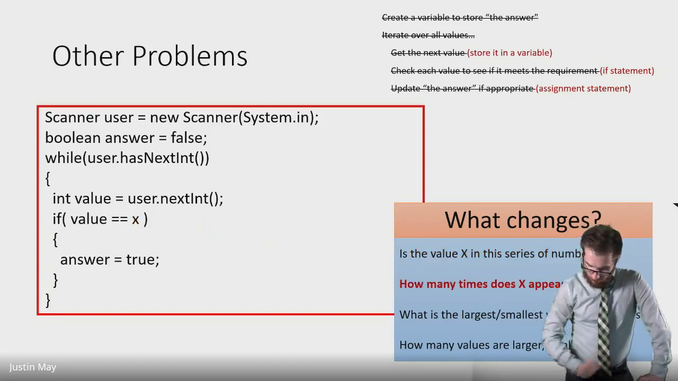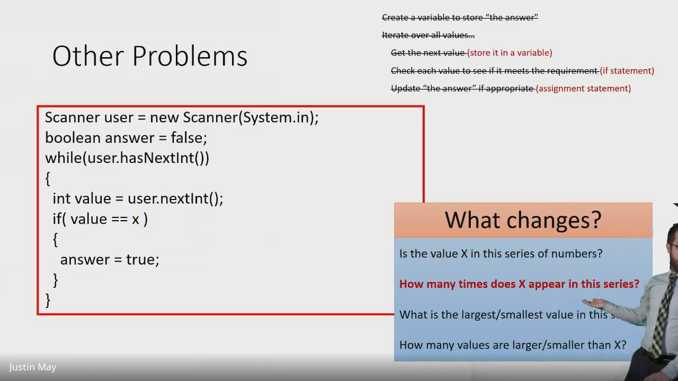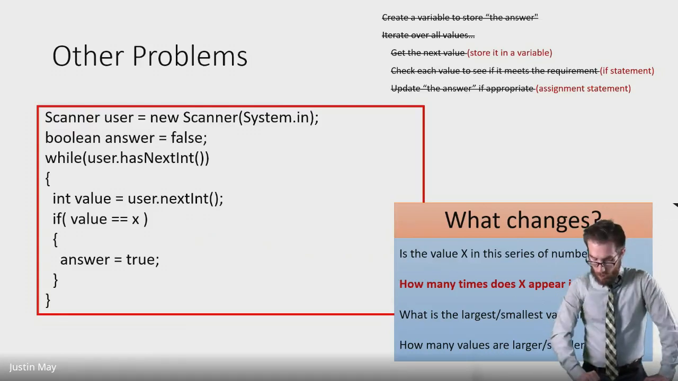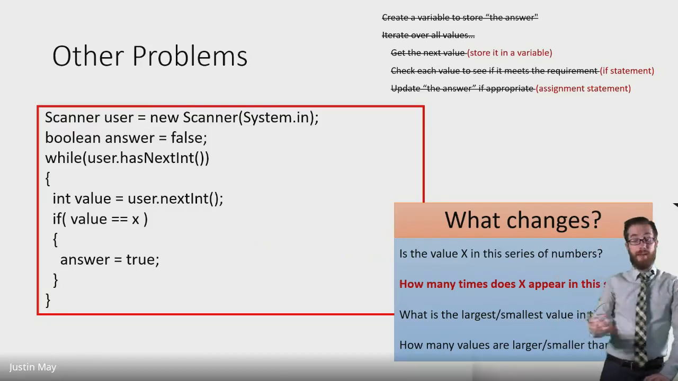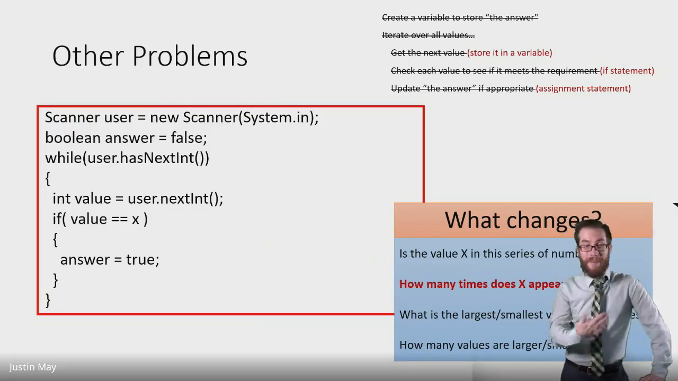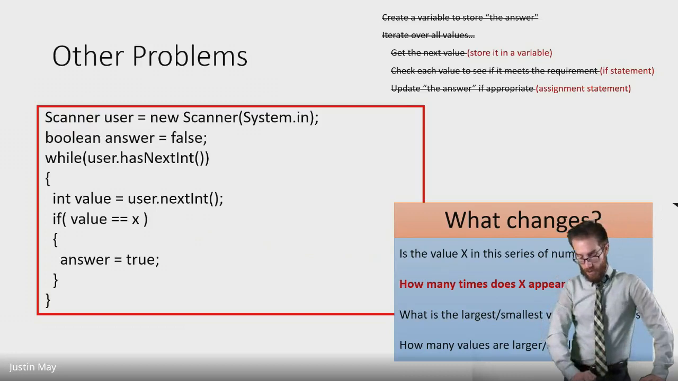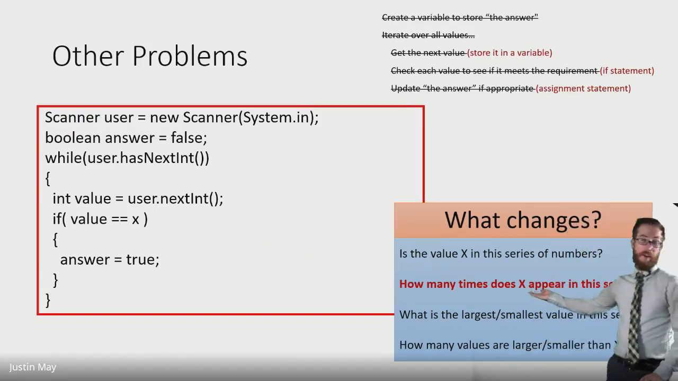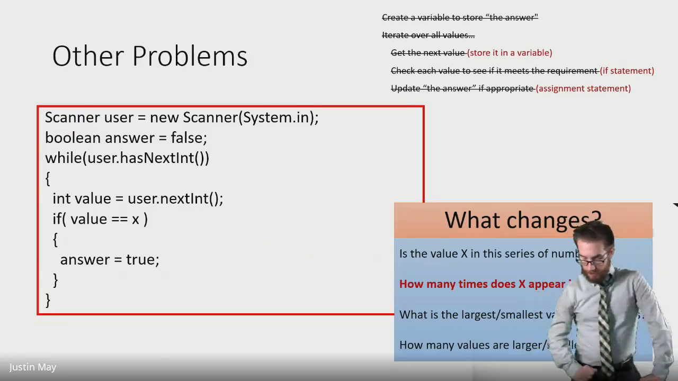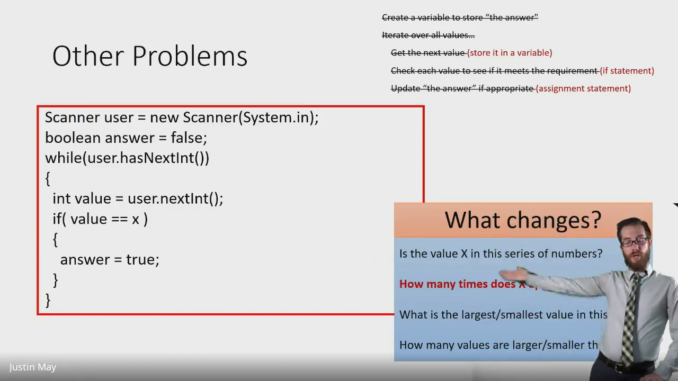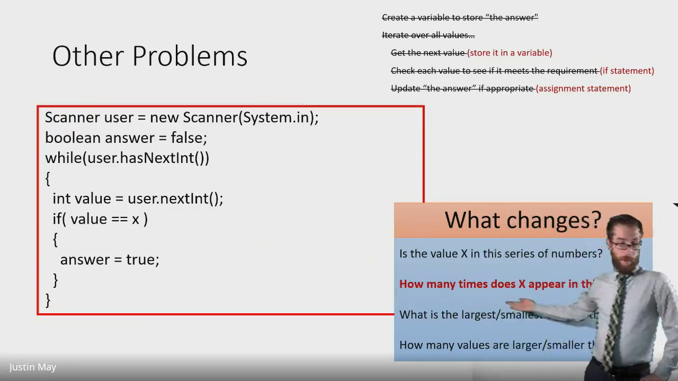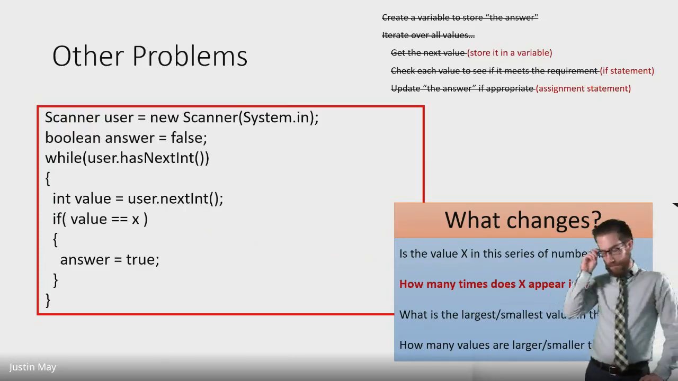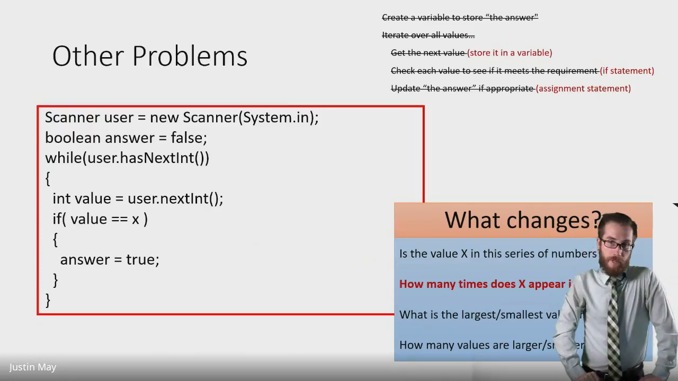What about the question, how many times does X appear in this series of numbers? So instead of saying, did the user type 7, we're asking, how many times did the user type 7? Or in particular, how many times did they type the value of X, whatever that value is? So what has to change in this code to solve this problem? Think about that for a second. You can go ahead and pause the video if you need a little bit of time, but I will tell you in just a second how correct you are.